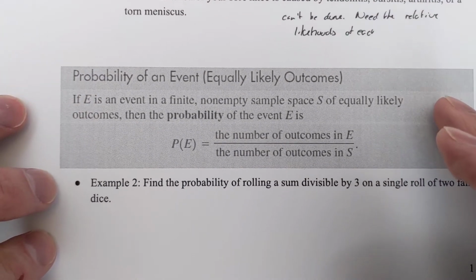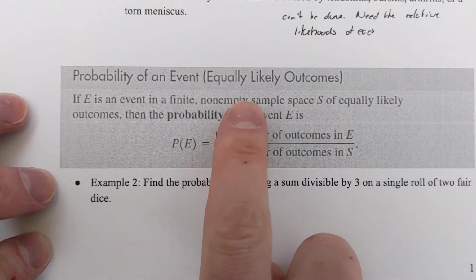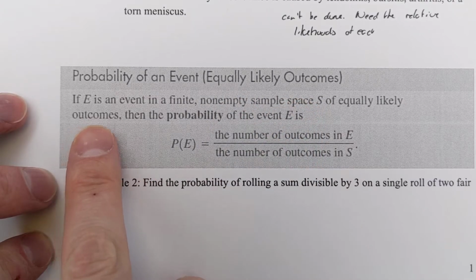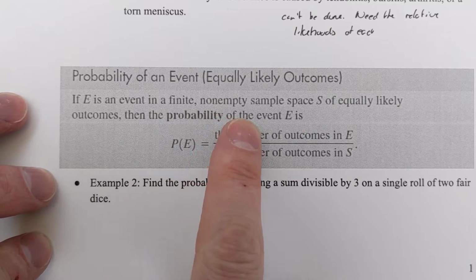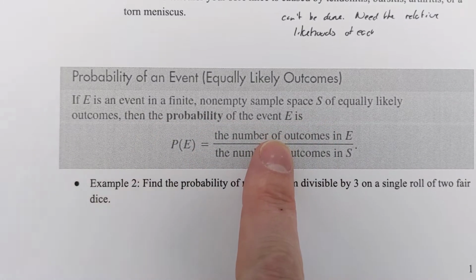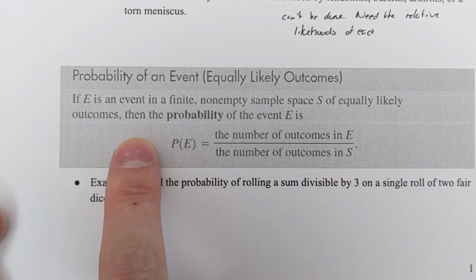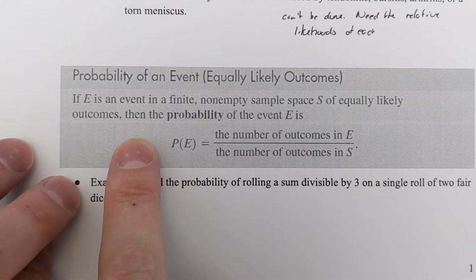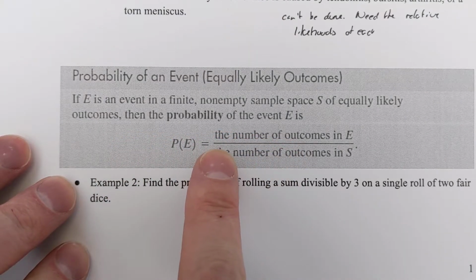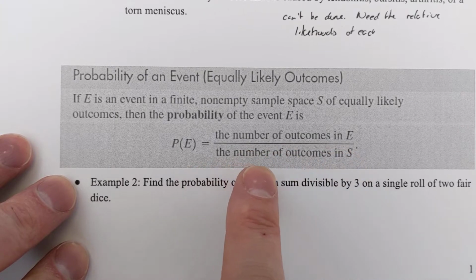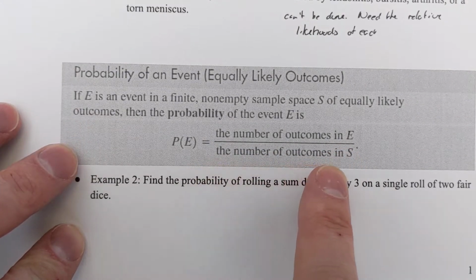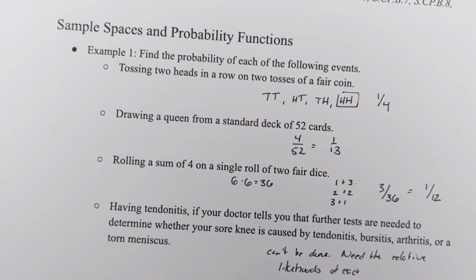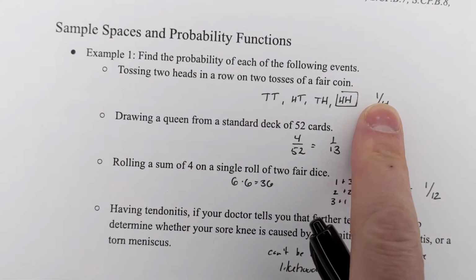Okay, so in here, we've got probability of an event. I'm assuming equally likely outcomes. So if E is an event in a finite non-empty sample space, meaning you don't have an infinite number of possibilities, of S equally likely outcomes, then the probability of the event E is given by the number of outcomes in E divided by the number of outcomes in S, so the things you are looking for divided by the total number of outcomes. So like up here, there are 4 possible outcomes. We are looking for 1 of them.